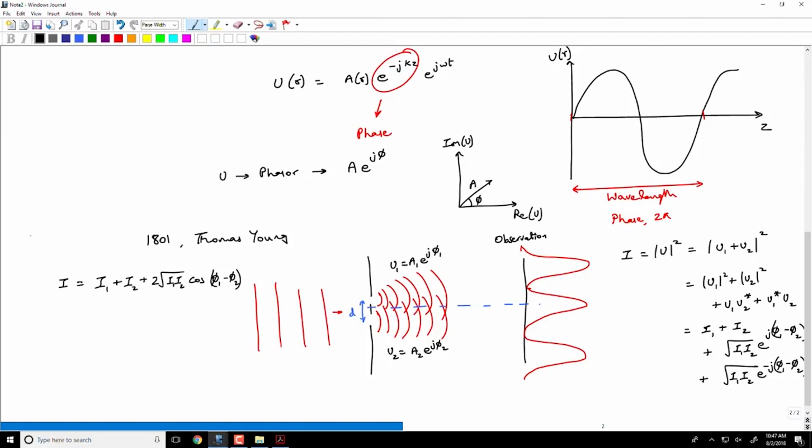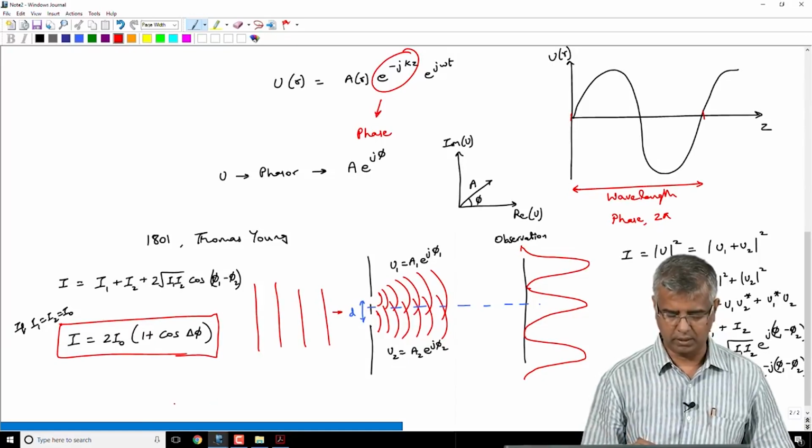So, if I1 equals I2, let us say equal to I naught, then what do you get? I is going to be given by 2 times I naught multiplied by 1 plus cos of delta phi, right. So, that is in effect the response that you would see as a function of delta phi, okay. I will just leave you with this thought.